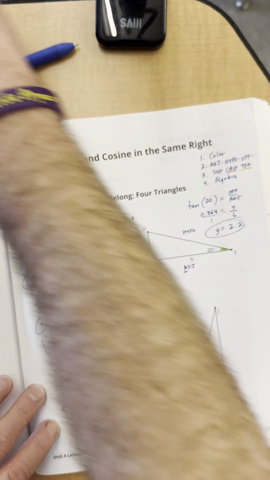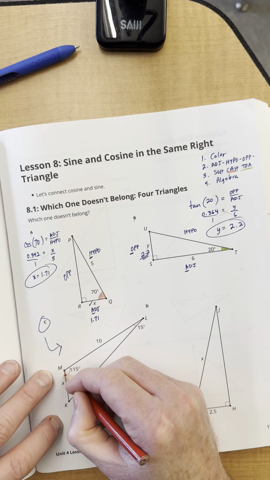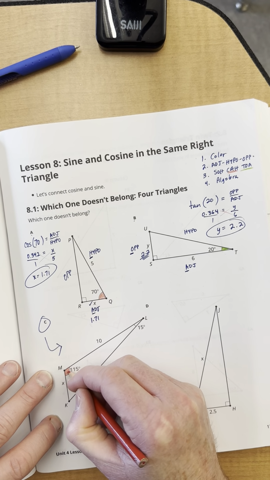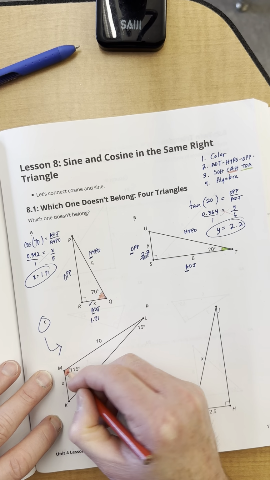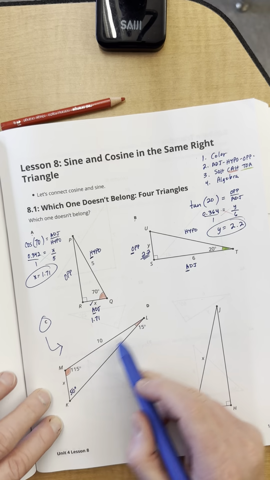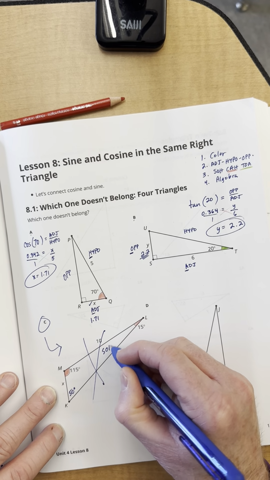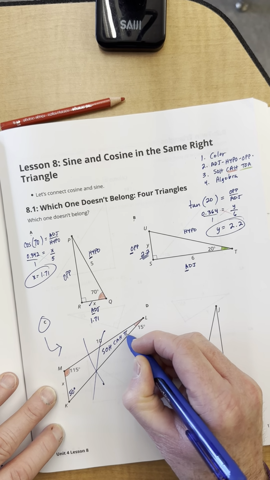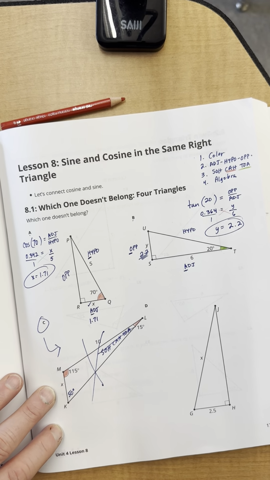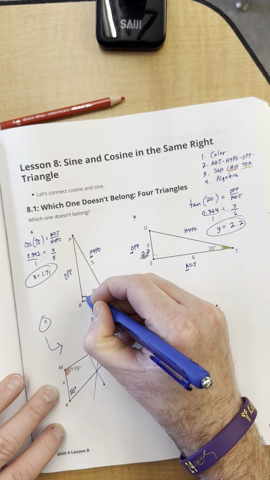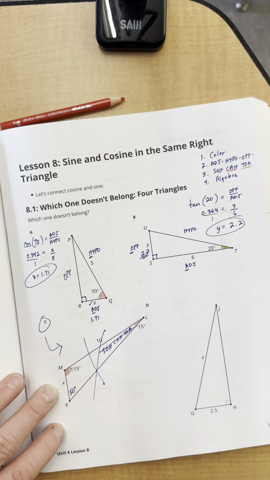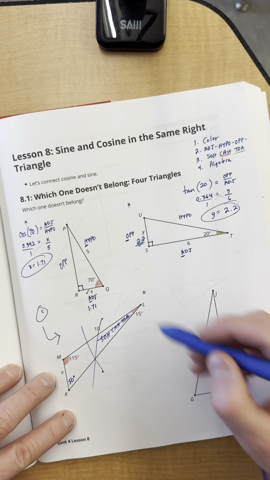The reason you cannot use SOHCAHTOA is because you have a 115, a 15, so 130, so this is 50. There's no right angle, so you can't use SOHCAHTOA. So SOHCAHTOA is out. This is out, because you need a right angle. There's a right angle. There's a right angle. Alright, let's look at D.